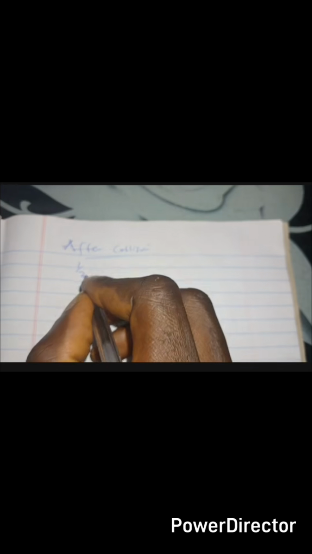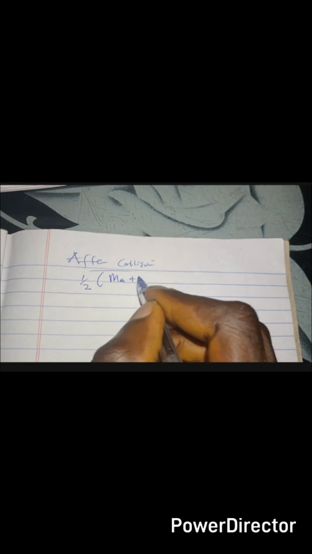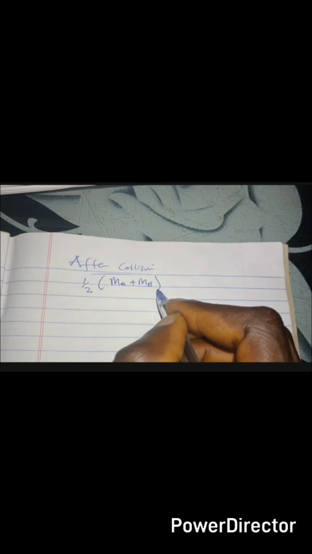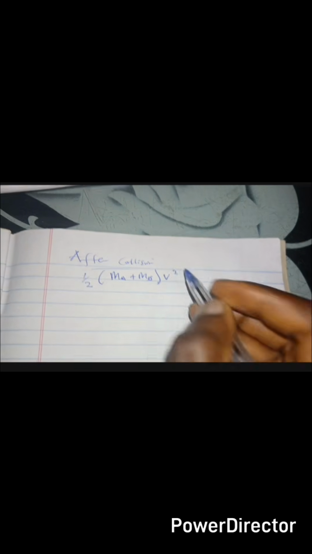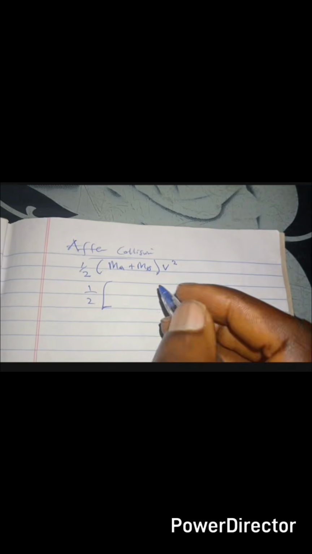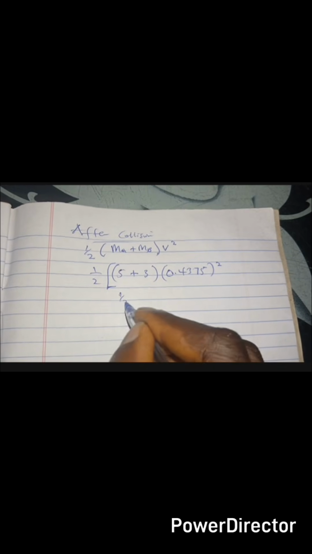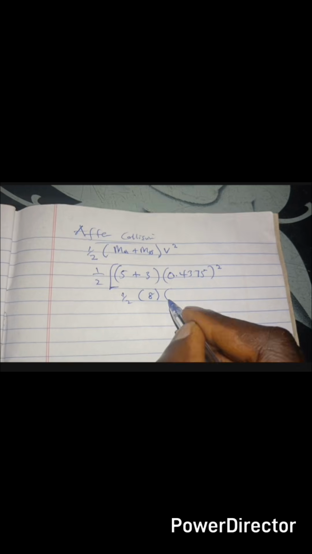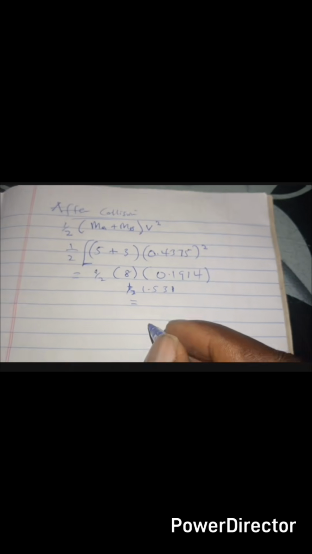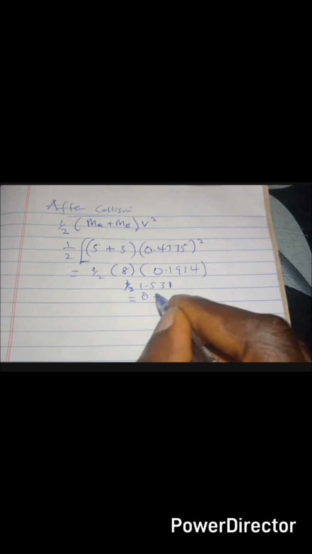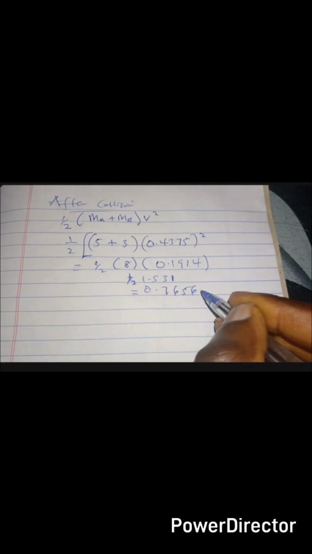After collision, the velocities are the same, so we have half times mass A plus mass B times the velocity squared. This is going to be 0.7656.